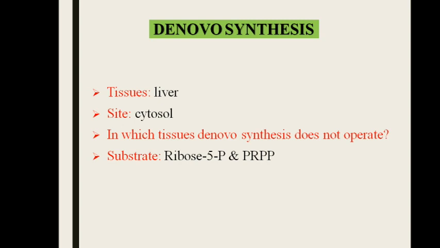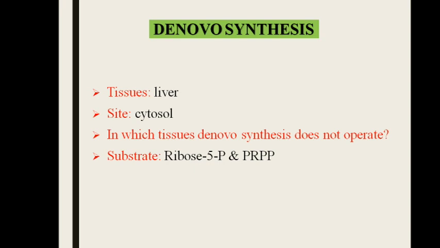Mainly the purine biosynthesis, the de novo synthesis, operates in the liver, but it is present in most of the tissues. Coming to the cellular location, the site is cytosol. In which tissues does de novo not operate? I already told you: brain, WBC, RBC, bone marrow. In these 4 tissues it doesn't operate. The substrate that is required is ribose 5-phosphate, the prerequisite, along with PRPP, that is phosphoribosyl pyrophosphate.